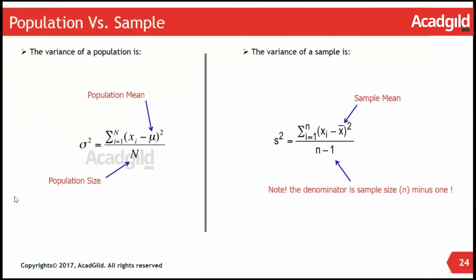The population variance is denoted as sigma square, the population mean is mu, and the population size is capital N. Kindly note that when we calculate the population variance, we do not subtract the 1. But when we calculate the sample variance, we always subtract 1 from the sample size. This is not what we do when we calculate the mean. When we calculate the population mean mu, we divide by capital N, and when we calculate the sample mean x bar, we divide by n. In that case, we do not subtract 1. But when we calculate the sample variance, we always subtract 1 from the sample size.